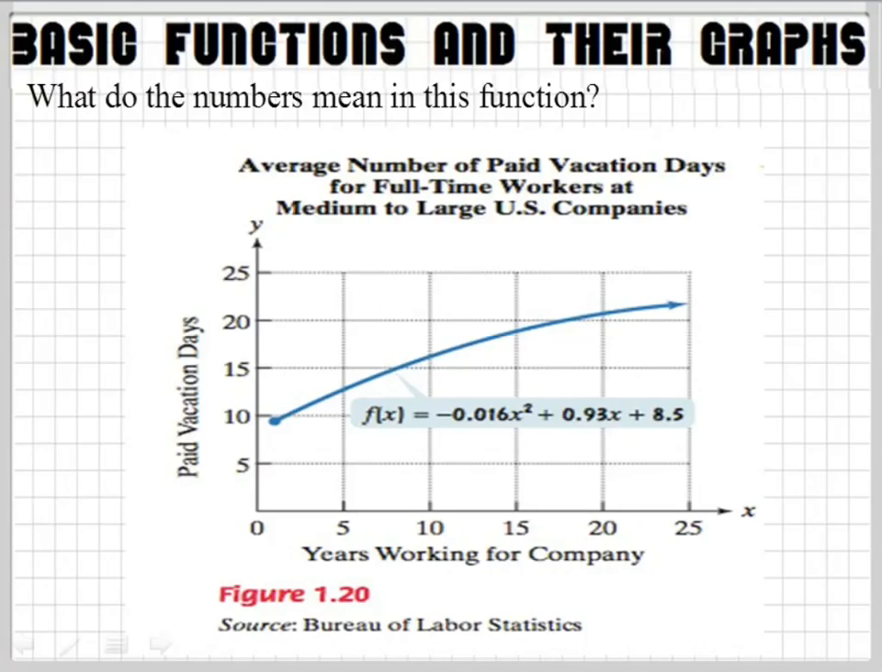Okay, so if I had this point right here, what are my coordinates? 17 or 17.5 maybe? And then what's the y? 20. Okay, so what does this 17 mean? Yeah, it's the x. What does it mean in this problem? Years. Yeah, x is your years, and this is paid vacation days. Okay, so that's how you would read a graph.